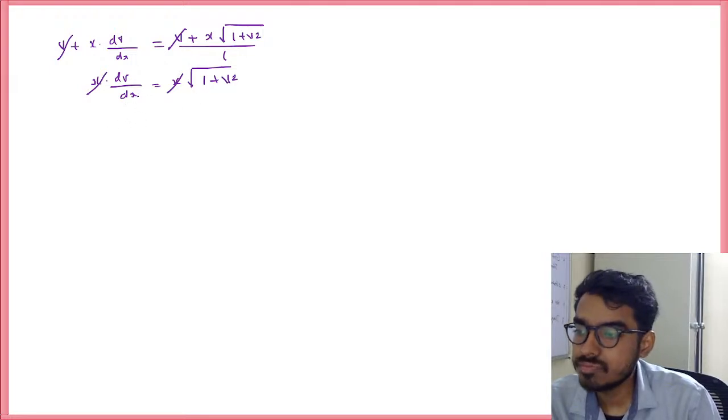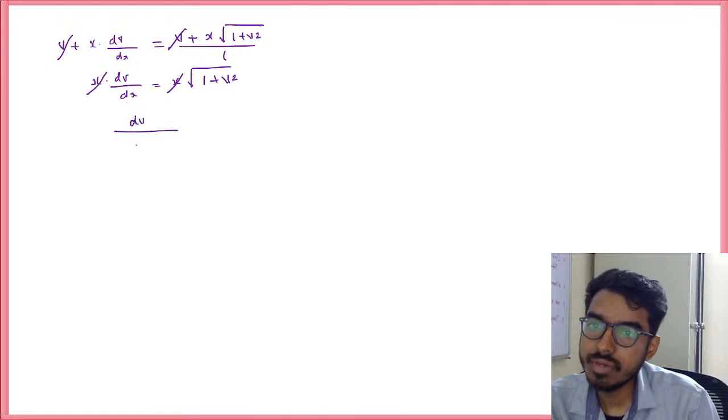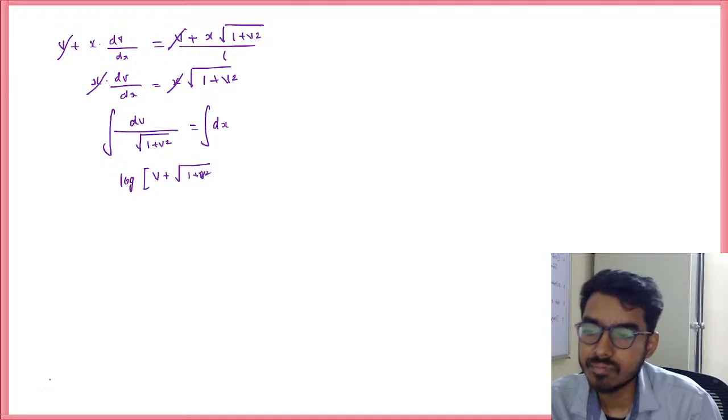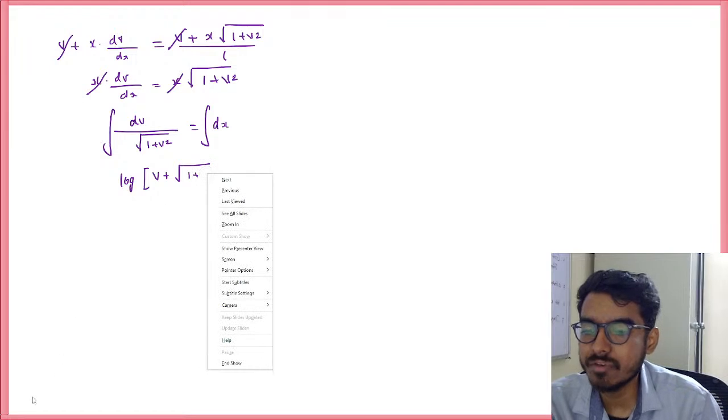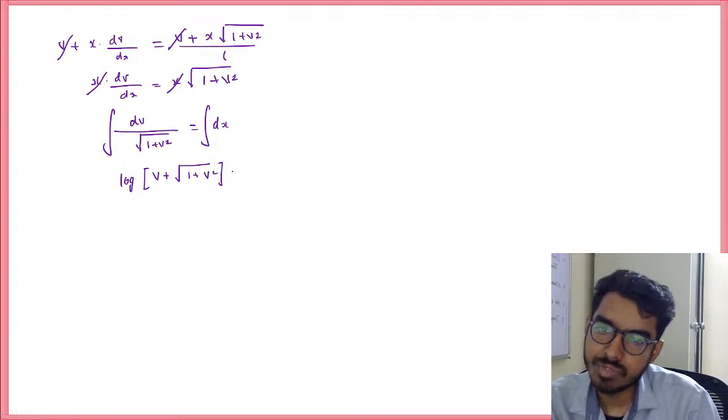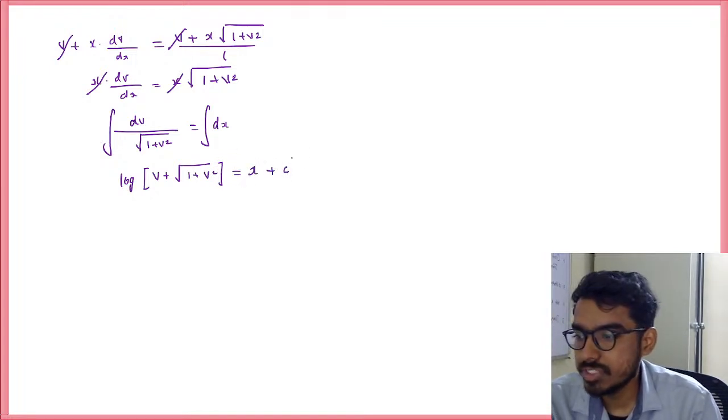So we will have dv divided by root of 1 plus v square is equal to dx. Integrate this. This is what? Log of v plus root of 1 plus v square, or you can also write hyperbolic inverse, sinh inverse of v, equal to x plus c. Here, that is the required solution.